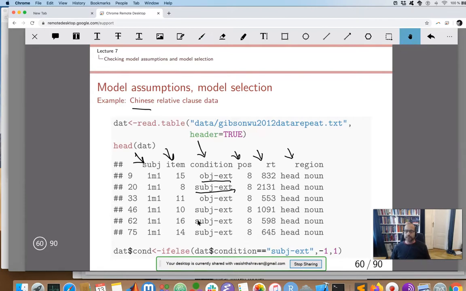So one thing I've done here is, as you can see, I've used the ifelse command to recode the condition levels in a sum contrast coding. So my subject relatives are coded as -1, object relatives as +1, right?